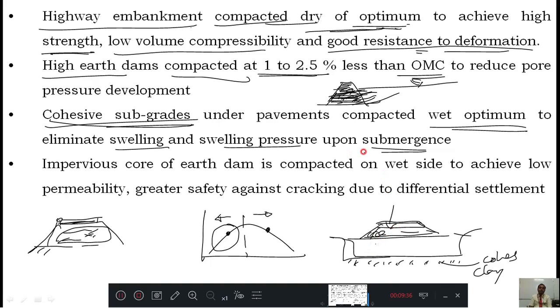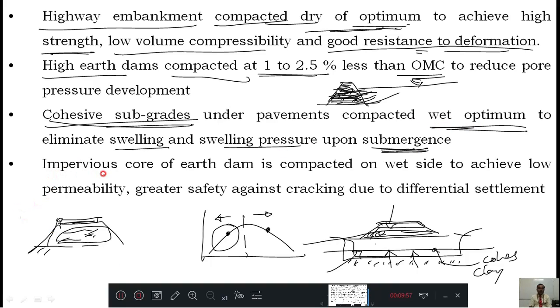Okay, upon the submergence they are telling, means sometimes the water table may increase here. If the water table is increased, then this will be submerged. If that happens, then there will be more water content and there will be swelling, and swelling pressure will develop. To reduce that, we need to compact wet of the optimum.